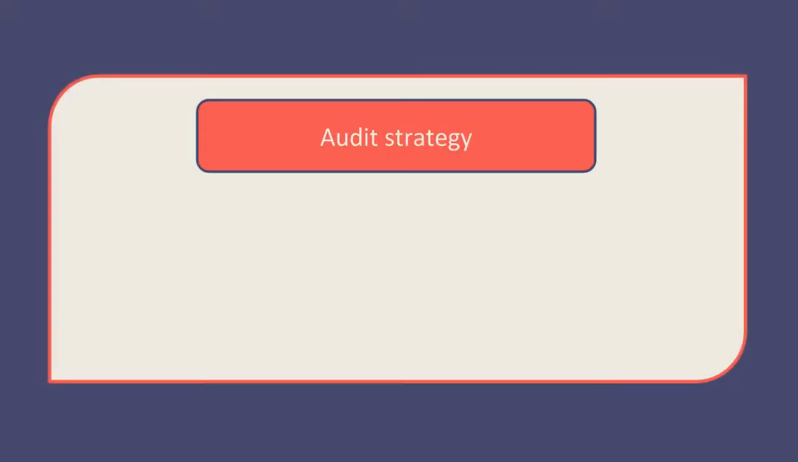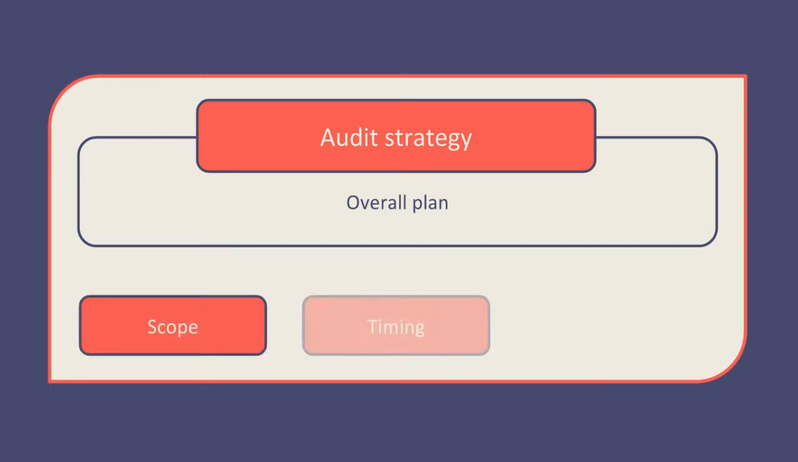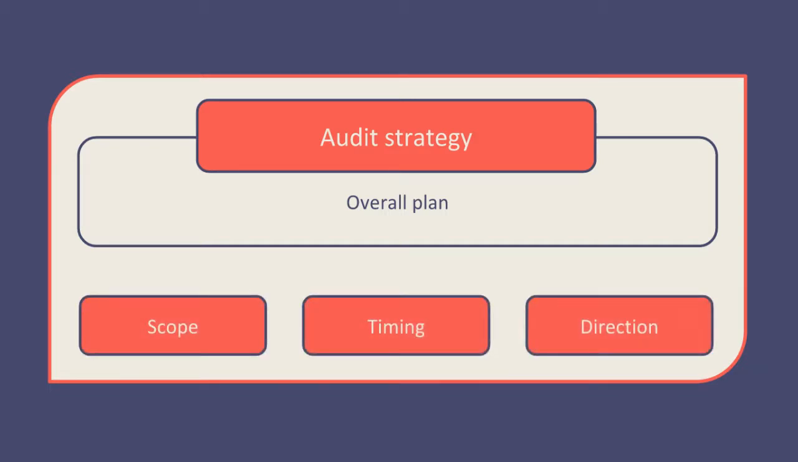Once any risks have been identified and considered, then the auditor must produce an audit strategy. The audit strategy is to identify the overall plan for the audit. It always comes before the detailed plan, as it enables the audit team to see what should be included and how much work will be required. We can separate the audit strategy into three components. The auditor will need to consider the scope, the timing, and the overall direction of the audit.